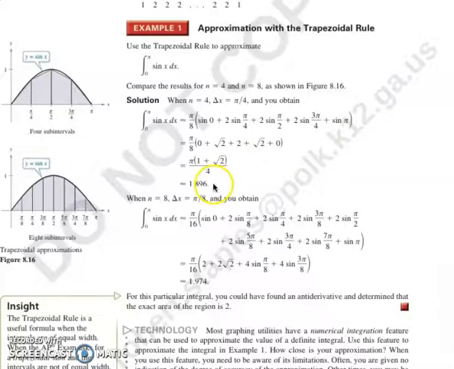So we simplify to 3 decimal places. Notice we could do 8 trapezoids, so 1.94, 1.974. And you may remember that the area was 2.